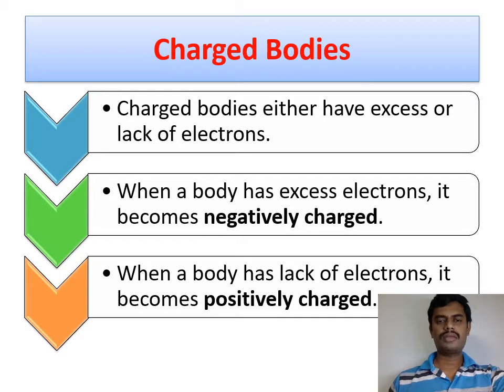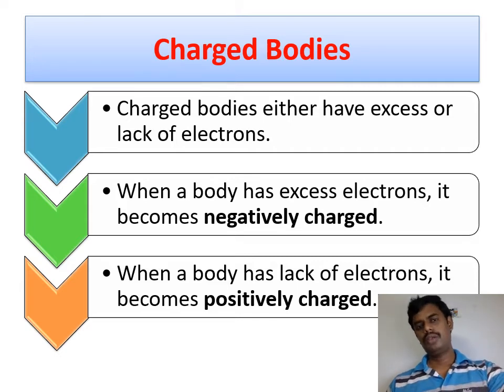Coming to charged bodies, when can you say that a body is charged or not? If there is an excess of electrons, then it is said to be negatively charged. And if it has fewer electrons, then the body is said to be positively charged. Whether a body is charged depends on either having an excess or a lack of electrons. Based on this, you can say whether the body is charged or not. If they have an equal number of electrons and protons, then it is a neutral body. There will not be any charge present.